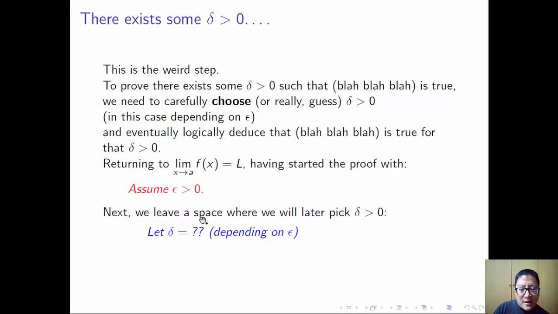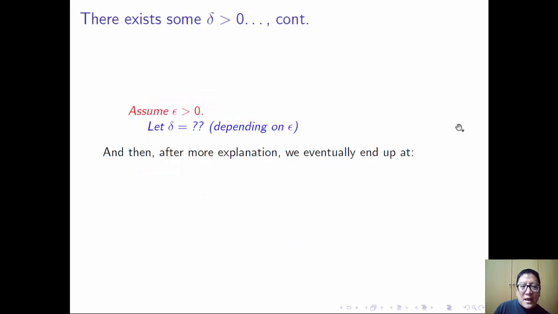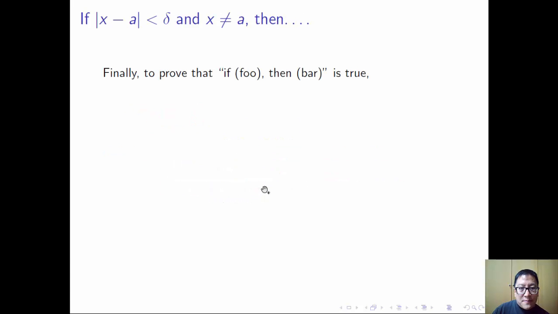So here we're going to let delta equal something, which we're going to figure out later, don't worry, depending on epsilon. So we start off the proof: assume epsilon is greater than 0, let delta equal, who knows, depending on epsilon, and then hopefully we'll give some more explanation, and eventually we'll end up at the conclusion that if the distance between x and a is less than delta, and x is not equal to a, then the distance between f of x and L is less than epsilon. Okay, so finally, that's the last bit that we have to explain.